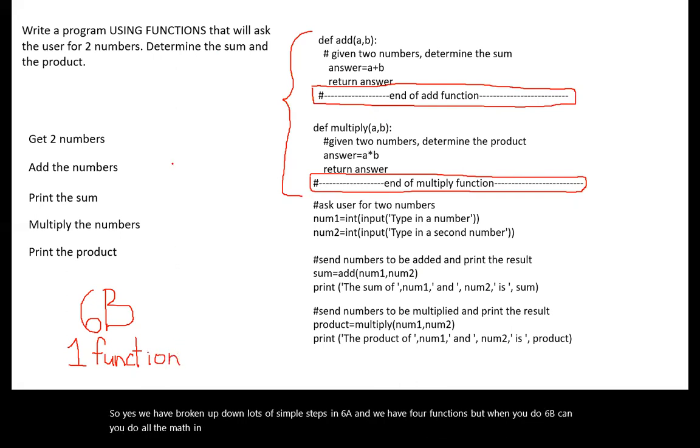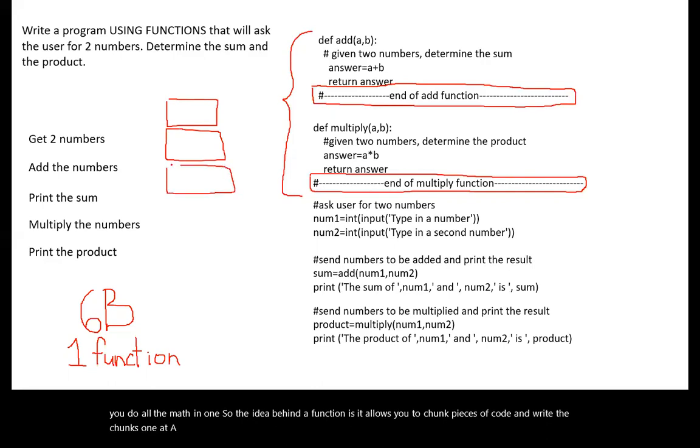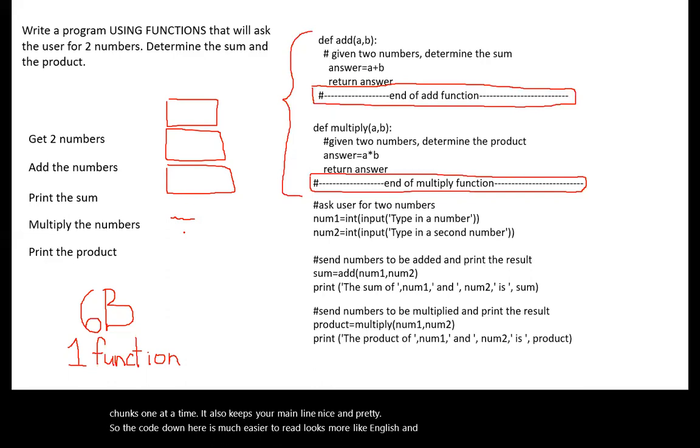So the idea behind a function is it allows you to chunk pieces of code and write the chunks one at a time. It also keeps your main line nice and pretty. So the code down here is much easier to read, looks more like English, and might not hold all the specifics. 6B will give you a better feel for that.